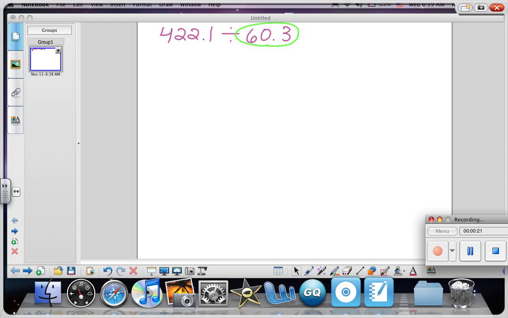First thing we have to do is move our decimal so that the 60.3 becomes a whole number. So I'm going to do that by moving this decimal and multiplying it by 10, or I'm just simply moving it one place to the right. Therefore, whatever I do to my divisor, I must do to my dividend. So I'm going to take this decimal and multiply it by 10, moving it one place to the right. Now I can set up my problem like I did previously.